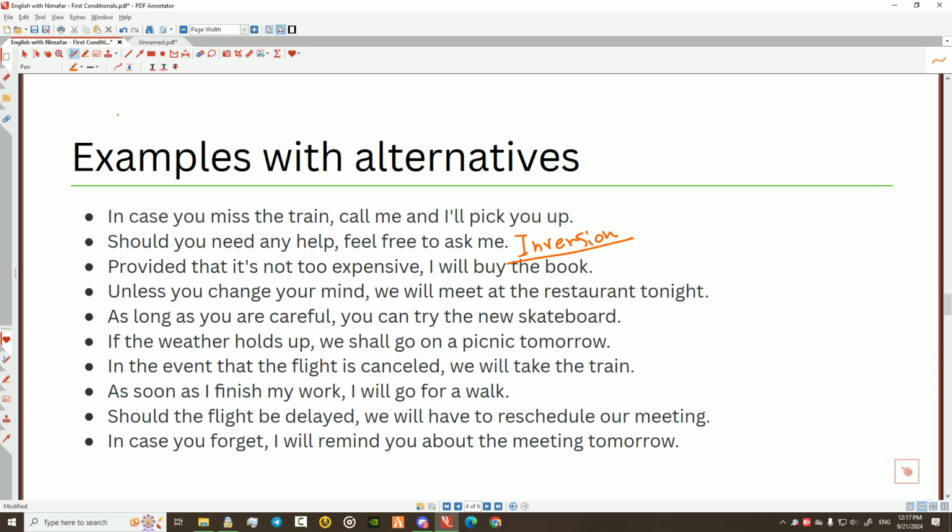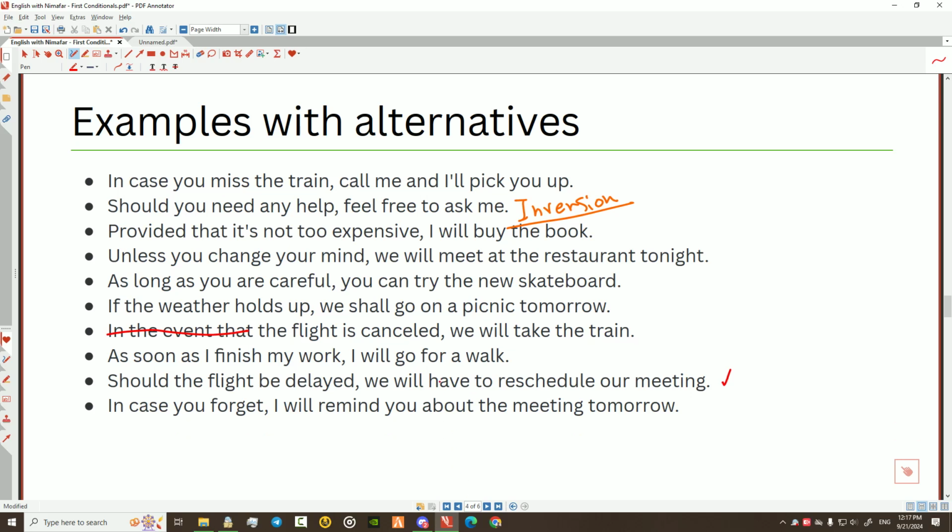That's wrong. There's a kind of mistake here in the example. I forgot to fix that. You can say, on condition that the flight is cancelled, we will take the train, or if the flight is cancelled, we will take the train. As soon as I finish my work, I'll go for a walk. Should the flight be delayed, we will have to reschedule our meeting. Again, inversion. In case you forget, I will remind you about the meeting tomorrow. It means maybe you don't forget, but anyway, I'm going to call you tomorrow morning, for example.